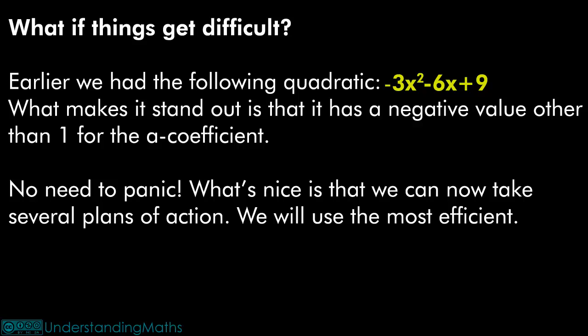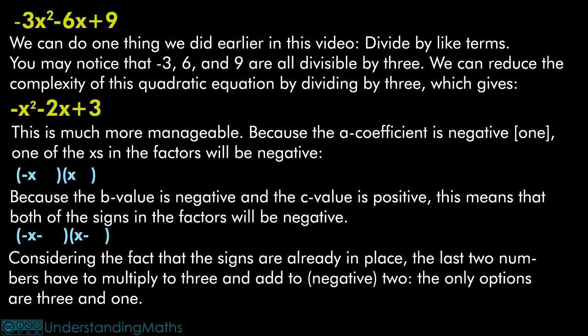What if things get difficult? This quadratic stands out because it has a negative value other than the 1 for the a coefficient. There are actually several ways to approach this. We will use the most efficient path. We notice that we have like terms in this quadratic.